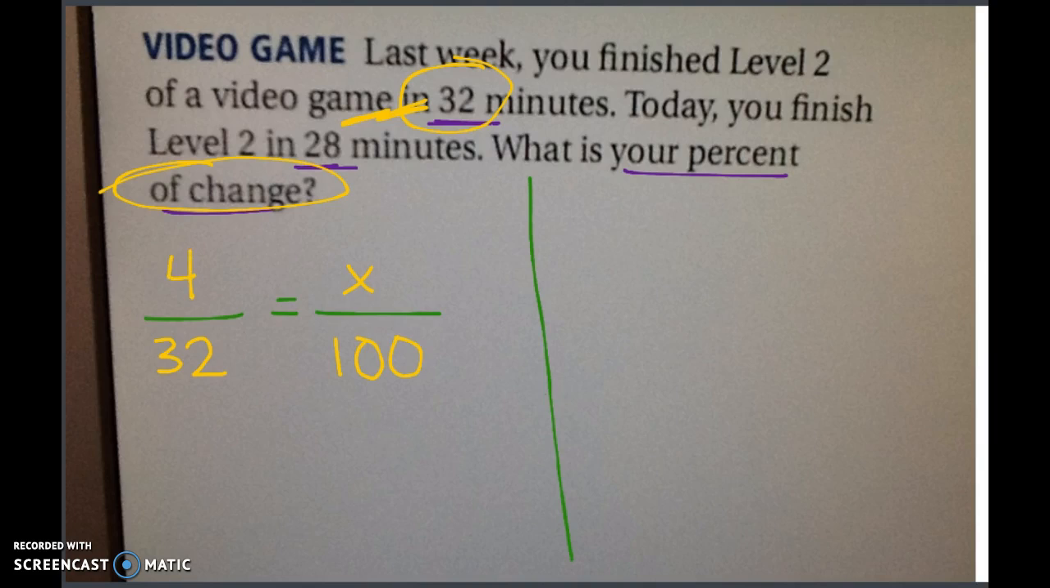Okay, so now I can do my cross multiplying and dividing here. So I'm going to do 4 times 100, and then divide by 32, and I get 12.5. So my answer would be 12.5%.